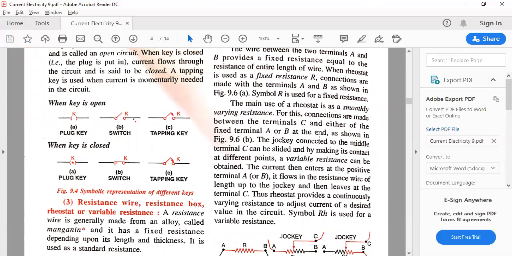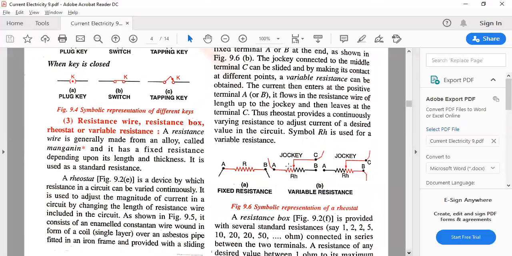ठीक है? The jockey connected to the middle can be slid, and by making contact at different points, a variable resistance is obtained. So the rheostat provides a continuously varying resistance to adjust the current to a desired value in the circuit. You can write this as a function. Now the symbol RH is used for variable resistance. If I attach the connection with A and B, the resistance will remain R.